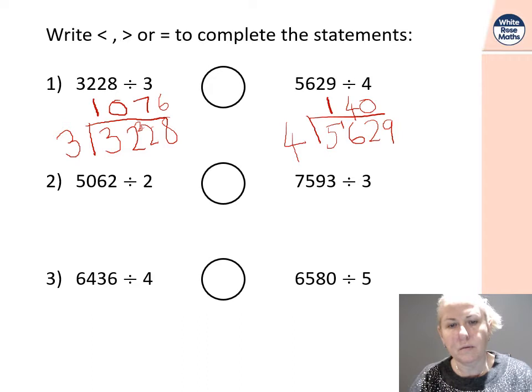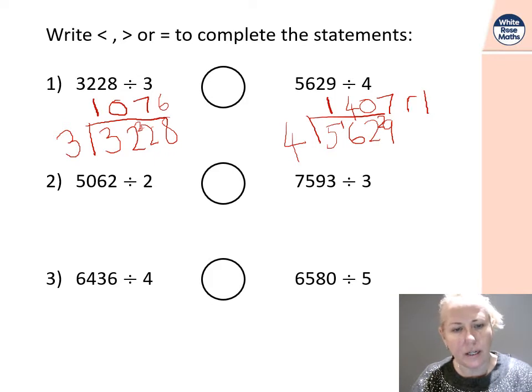I don't know why my pen's gone a bit funny again. So I've got there 29. I've had to carry my 2 across. How many groups of 4 can I make from 29? So it would be 28, wouldn't it? So it's going to be 7. And I'm going to actually have a remainder in this one, a remainder of 1 on this side. So the greater number is on this side. On this side is the greater number.